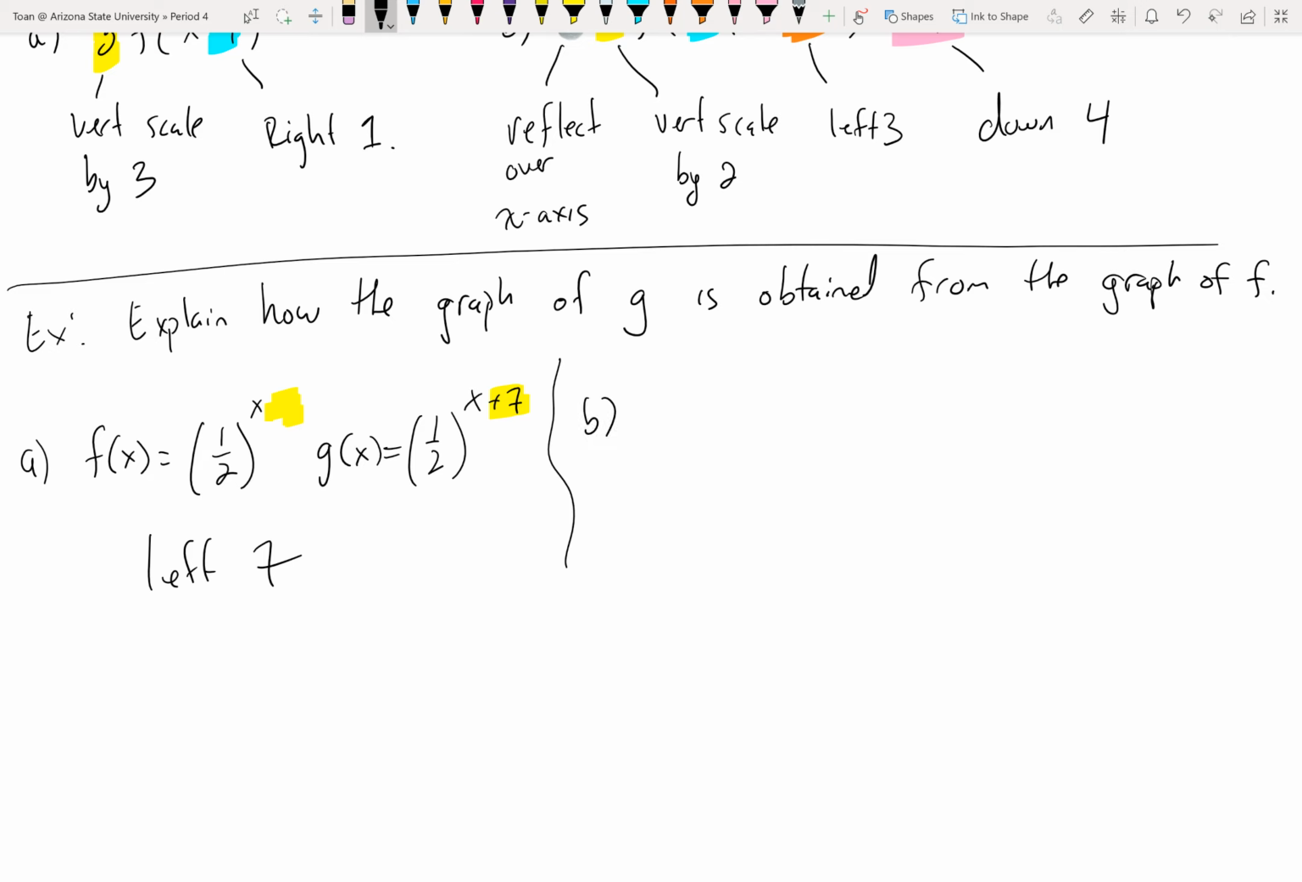Letter B. Hey, let's do a function I've never taught you. Let's do trig. Doesn't really matter. F of x equals, I don't know, cosine of x plus 2 pi plus 3, and then g of x is 2 cosine of x plus 7 pi minus 1.